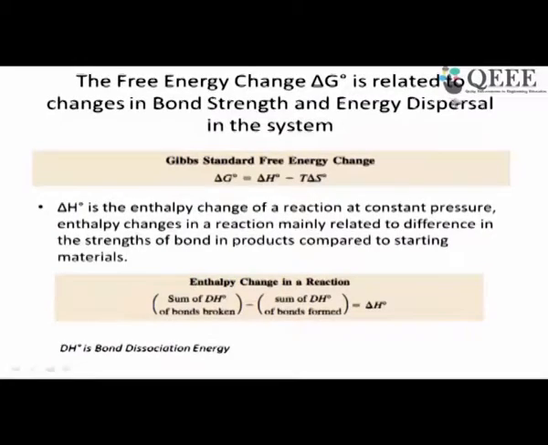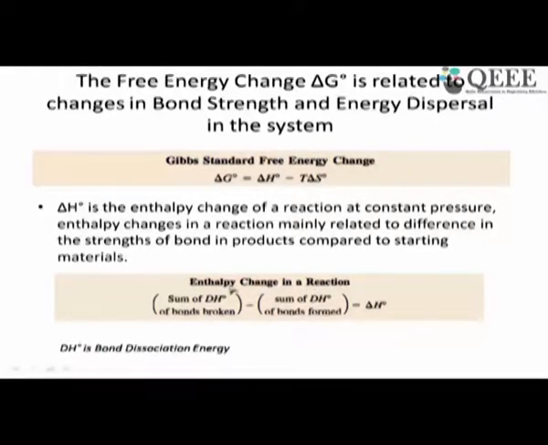Free energy change can also be related to bond strength and energy dispersal in the system, which can be represented in this equation. Delta G equals delta H minus T delta S, where delta H is the enthalpy change of the reaction at constant pressure, which is mainly the difference in the strength of bonds that are broken and the bonds that are formed. That is, delta H basically gives us information about the change in the energies of the bonds, and delta S is the energy dispersal in the system. I'll talk about delta S in detail in the next slide.